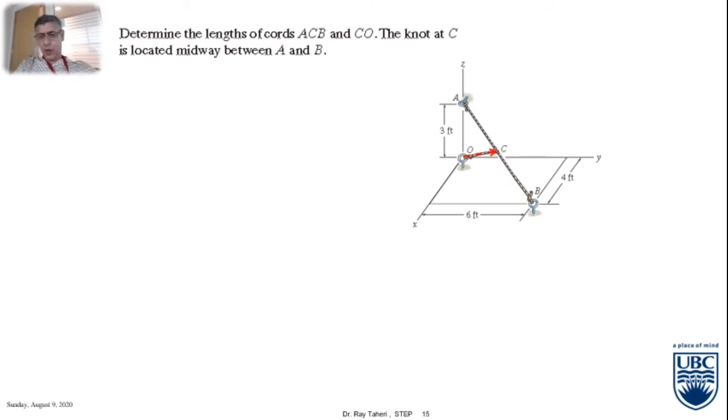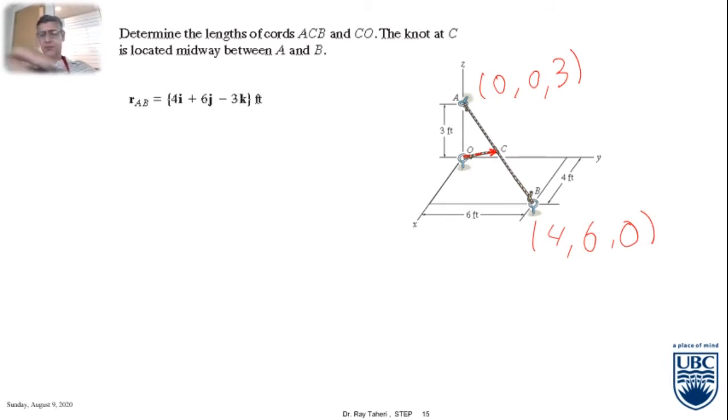Well, I think we can find the coordinate of point A. The coordinate of point A is 0, 0, and 3. We can find the coordinate of point B. It's 4, 6, and 0. We know the vector AB means x of B minus x of A, y of B minus y of A, and z of B minus z of A. So it's simply 4i plus 6j minus 3k. That's what we have here.